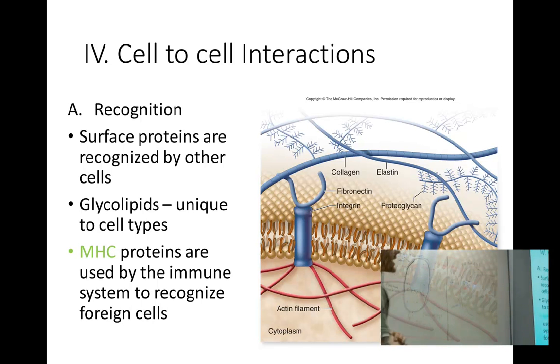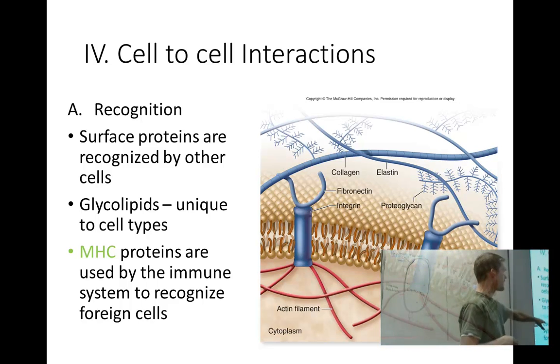Okay, we mentioned glycoproteins, which are made of a sugary component and a protein component. We also have glycolipids, which are a sugar component and a fatty acid component. Okay, these also extend from the plasma membrane into the exterior.